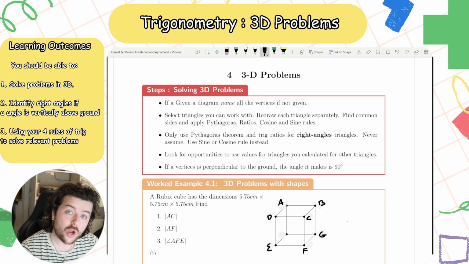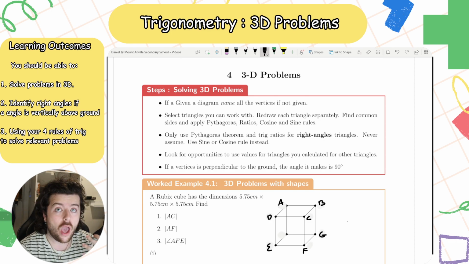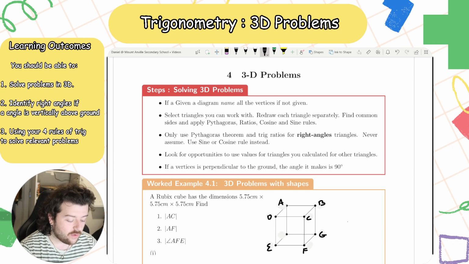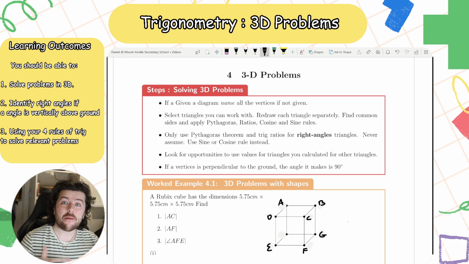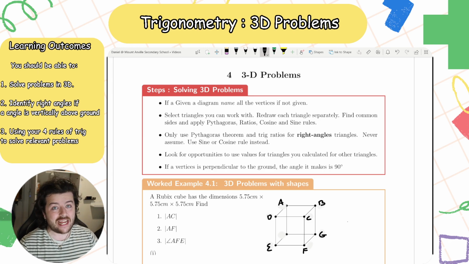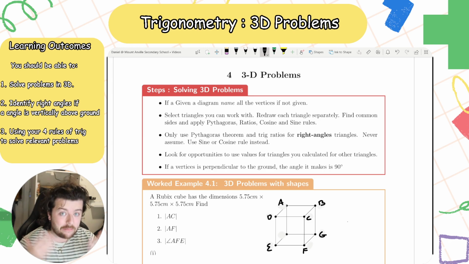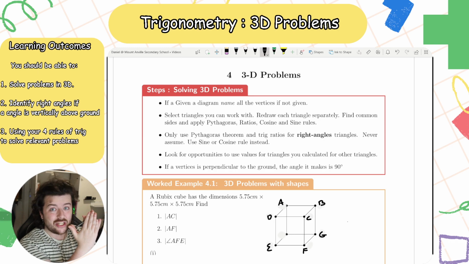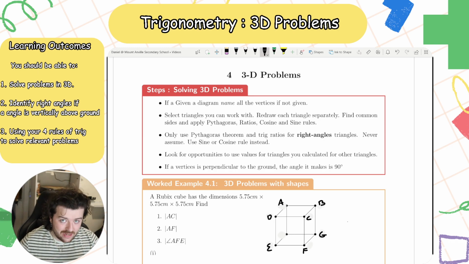Okay, so in this video, we're looking at 3D problems. We're going to be solving 3D problems with trigonometry. A 3D problem does what it says on the tin. It is a problem that's in 3D, but unfortunately, paper is 2D. So we have a 2D representation of a 3D problem, and then we are asked to solve it.